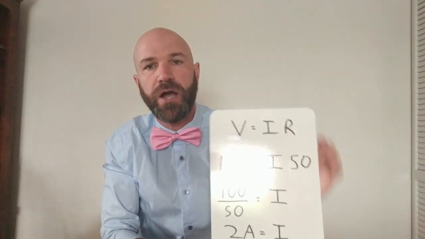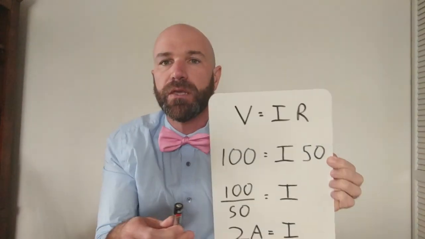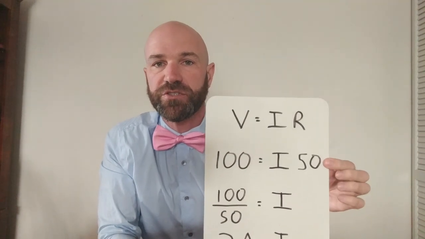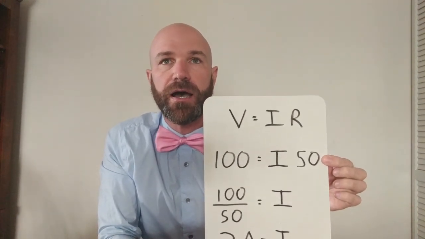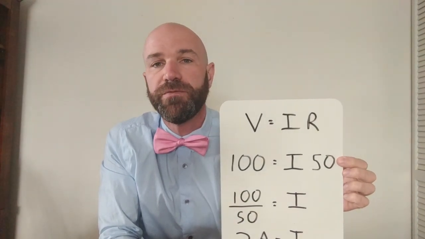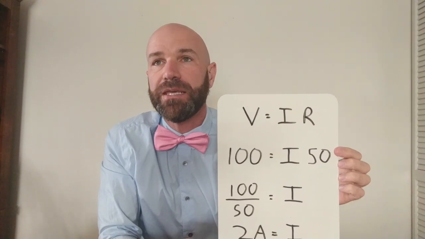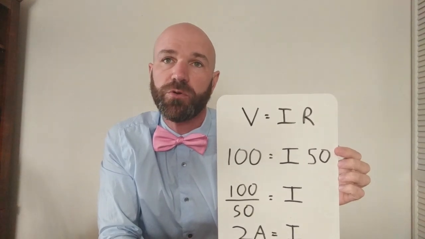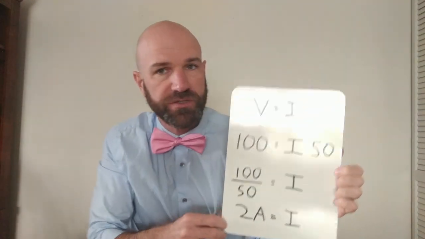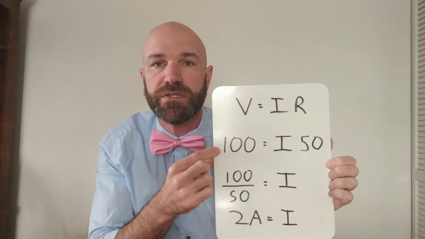So a simple Ohm's Law problem would be something like you hook up a 50 ohm resistor. So there's your 50. That could be a light bulb, whatever it is, a 50 ohm resistor to a 100 volt battery. The question would be how much current flows through that resistor, how much current flows through that light bulb.